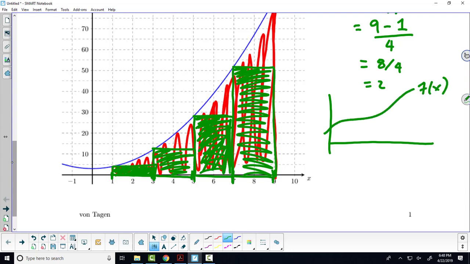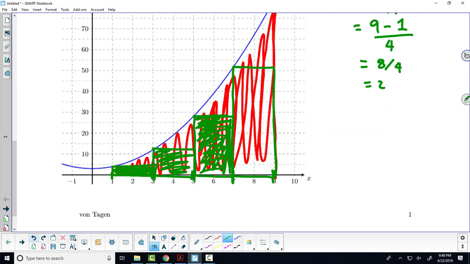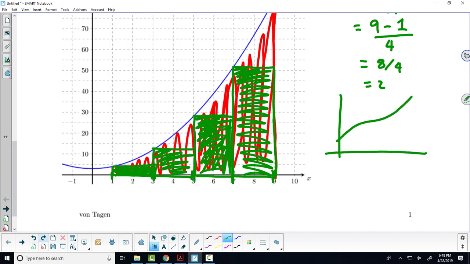Okay? It's usually a good idea. In fact, I'm going to change that. It's arbitrary, but I like to have it be kind of steadily increasing or steadily decreasing, just so my rectangles don't overlap in weird ways that are hard to look at. Okay? Then I go ahead and put my left endpoint, which was 1. I put my right endpoint, which was 9.